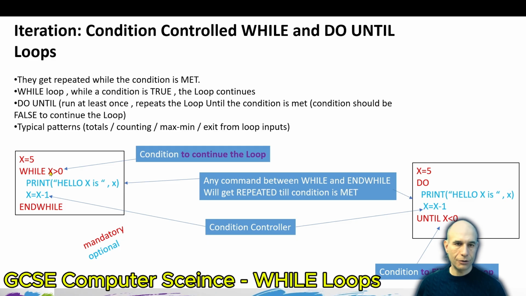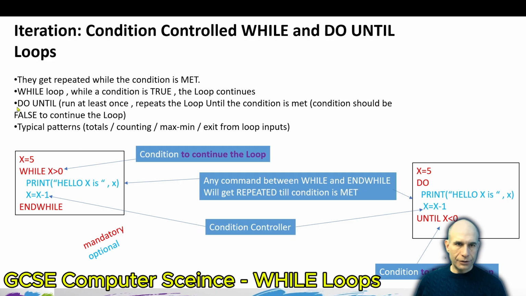When it is 0, 0 is not greater than 0, but 0 is greater than or equal to 0. So in that situation, we exit from the loop. While this condition is met, the loop continues. And any command you put goes between while and end while. In the pseudocode language of the OCR, we use while and end while. So the end of this while is end while.